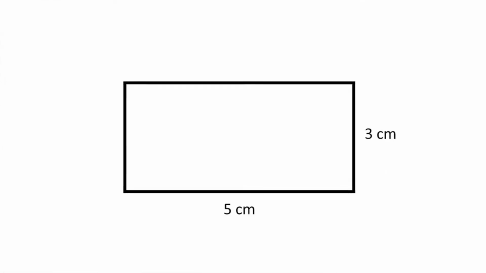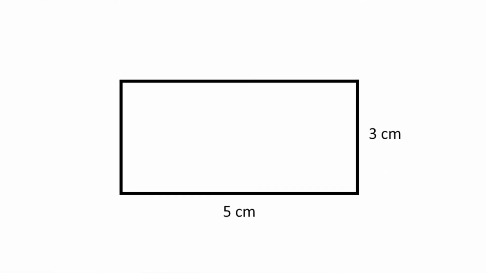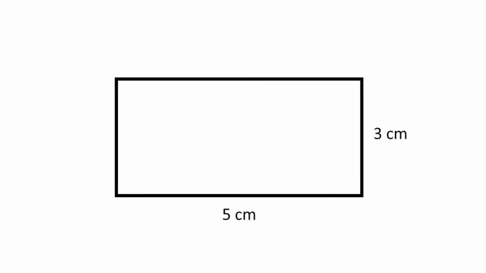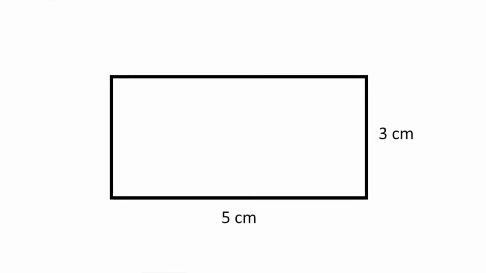So, how then would I calculate the perimeter of a rectangle? Well, firstly, I need to know the dimensions of the rectangle. So what do the lengths of the sides measure? Take this rectangle, for instance. I can see that I have 3 centimeters and 5 centimeters.